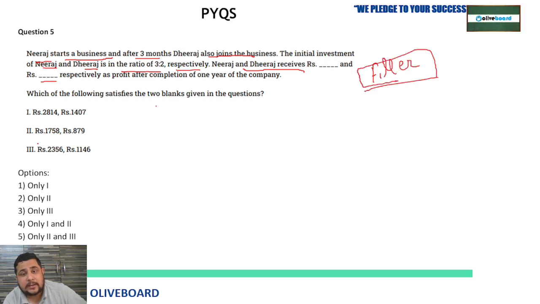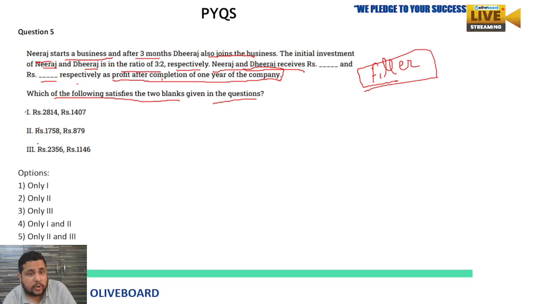There will be some blanks and you have to fill out what the possible values can be which will satisfy the condition, respectively as profit after completion of 1 year of the company. Which of the following satisfies the two blanks given in the question? So it is not a fixed value. There is no fixed value. You have options 1, 2, 3, 4 and you have to fill out accordingly. But you have to check that the data must be right as per the condition they have given.